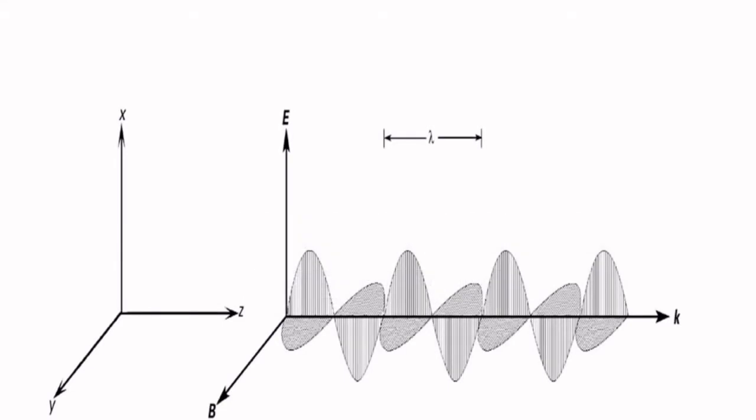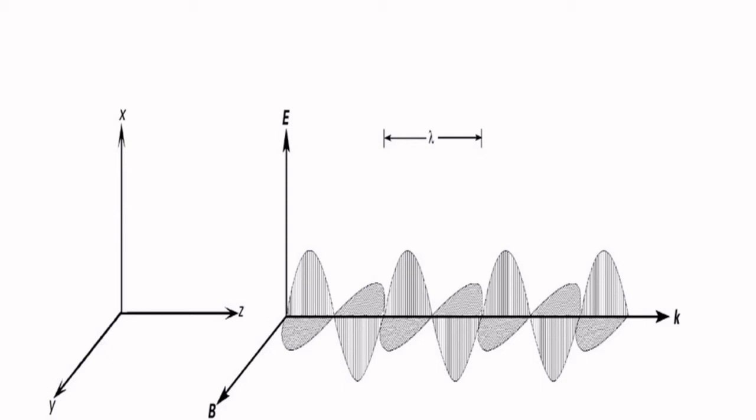The energy of radiation, the electromagnetic radiation, actually travels as shown here. The electric and magnetic waves are perpendicular to each other, and they are also perpendicular to the direction of propagation.